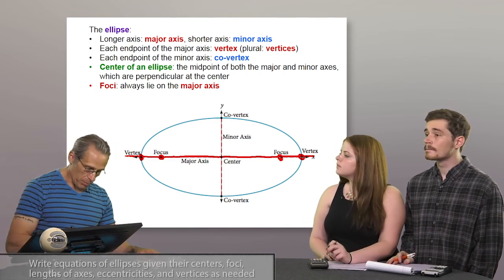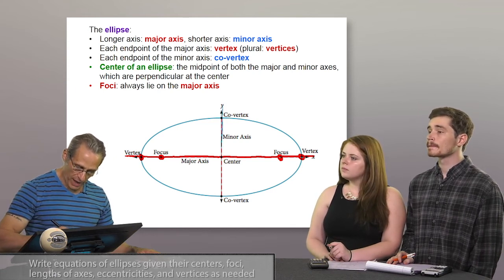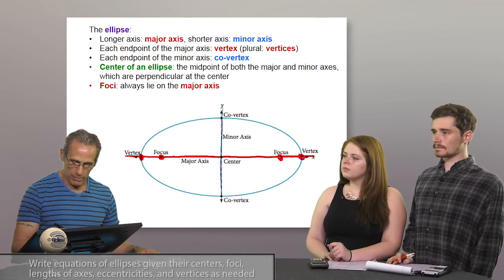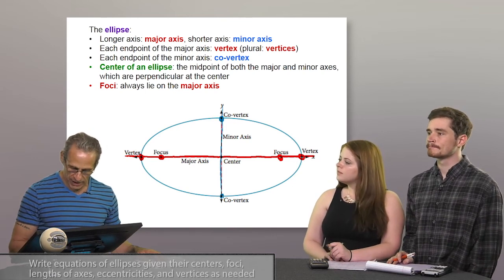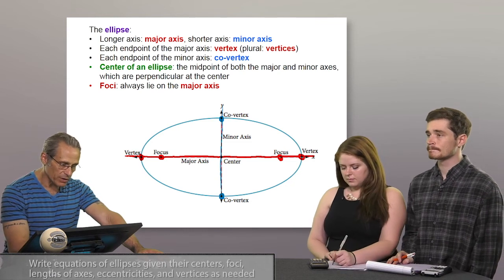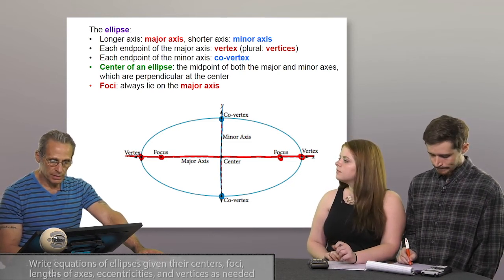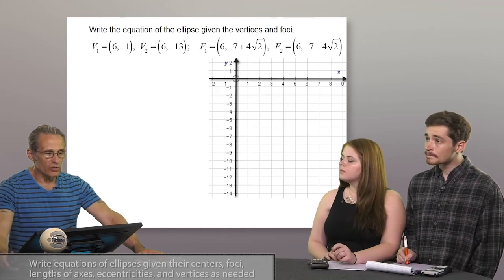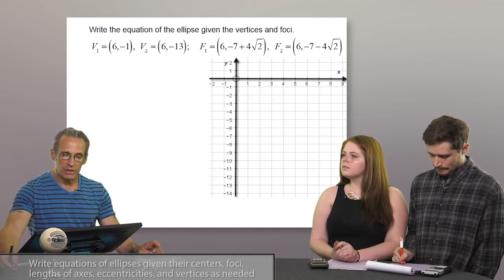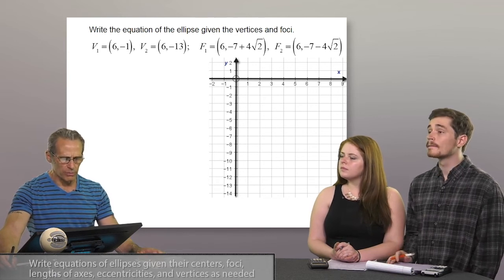Now the axis perpendicular to the major axis is called the minor axis. Along the minor axis, where the ellipse hits the minor axis, are the co-vertices. And smack in the middle of the ellipse, we have the center. Now what I want to do is write the equation of this ellipse given these vertices and foci, which may look kind of daunting to you.